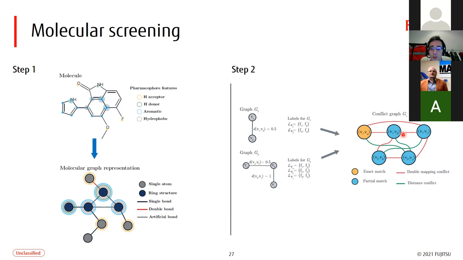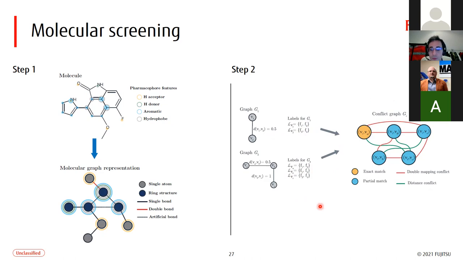So for instance, if we get the node V1 from the graph G1 and the node VB from the graph G2, we can see that the features are more or less similar because they share feature 1. The node V1 has features 1 and 2, and the node VB has features 1 and 3. So they are more or less similar. Since they are more or less similar, we can put it into a node in the conflict graph. So we will follow this process to build the conflict graph.